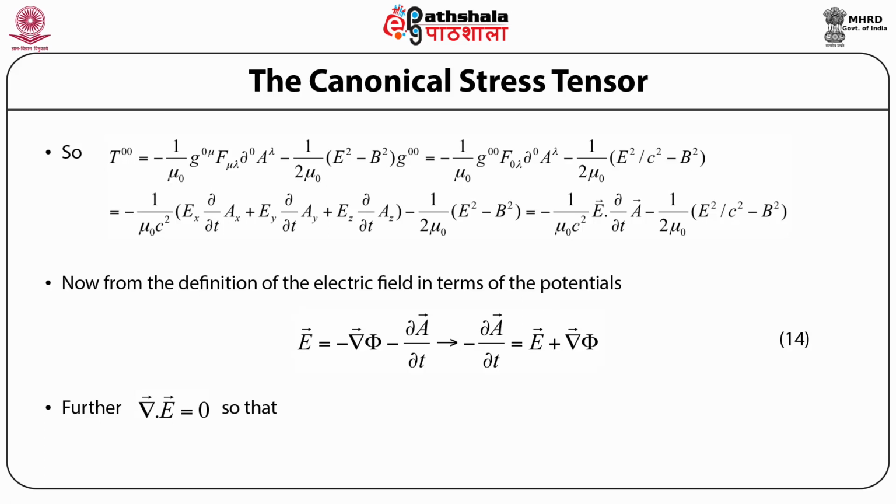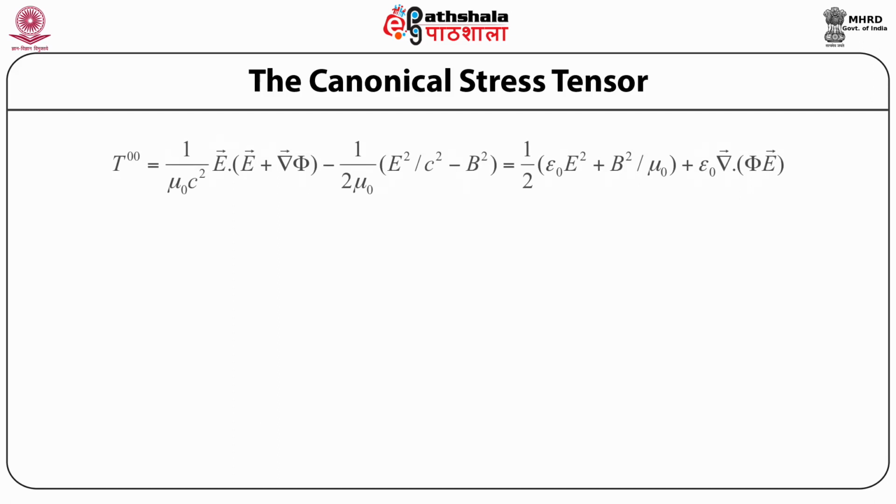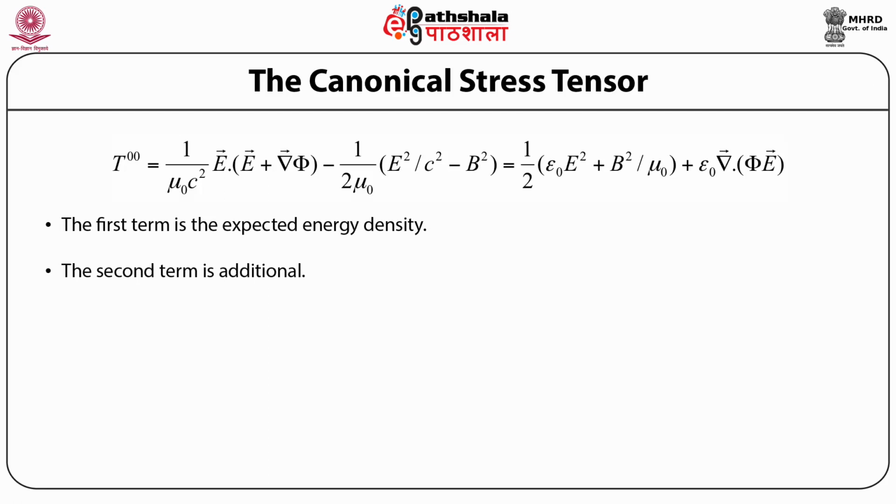Further, ∇ · E is equal to 0, so that T^00 equals 1/(μ₀c²) E · (E + ∇φ) − 1/(2μ₀) (E²/c² − B²), equals 1/2 (ε₀E² + B²/μ₀) + ε₀ ∇ · (φE). The first term is the expected energy density. The second term is additional.